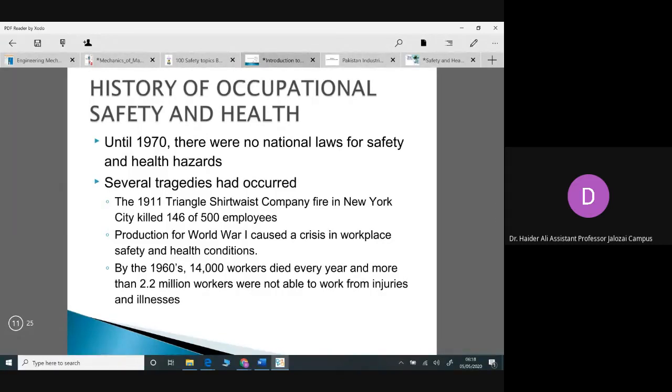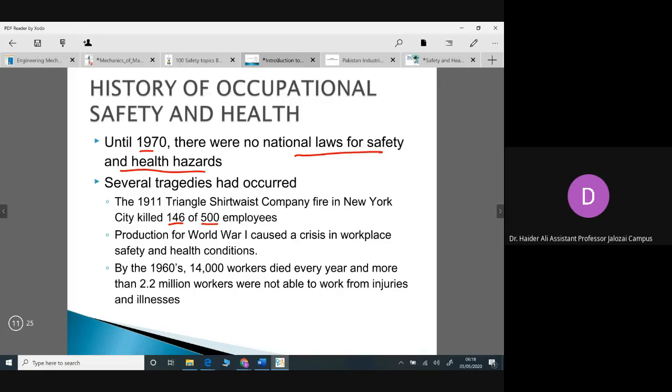Some brief history. Again, I'm not going to go into details of the history. That's something that you can read by yourself. Until the 1970s, there were no national laws for safety and health hazards. So that tells us that the laws started more recently, just in the 1970s or later. There were several tragedies that had occurred before that. The 1911 Triangle Shirtwaist Company fire in New York City killed 146 of 500 employees. Now, if you look at that, 146 of 500 employees, that's a big number, right? That's almost more than a quarter of employees in the company.